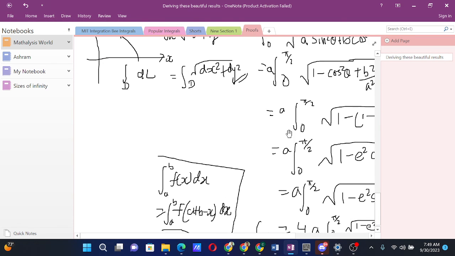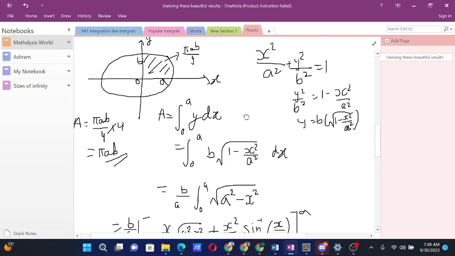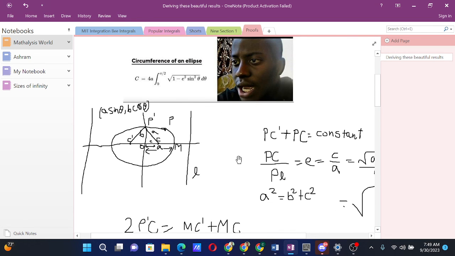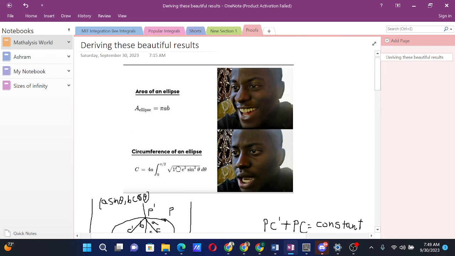Okay, so we have derived both these formulas, and we were surprised to find that there wasn't any nicer form for the circumference of an ellipse. And yeah, this is it.